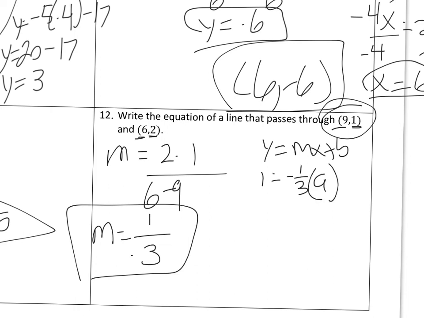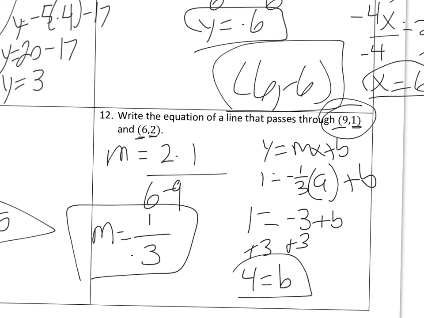And the x value is 9 plus b. Okay, so think about this. What is 1/3 of 9? Well, it's 3, and remember the negative times a positive makes it negative, so it's a negative 3 plus b. Add 3 to both sides because I need to get b by itself, and I get 4 equals b. So now you have to write the equation with the slope of negative 1/3 and the y-intercept of 4.